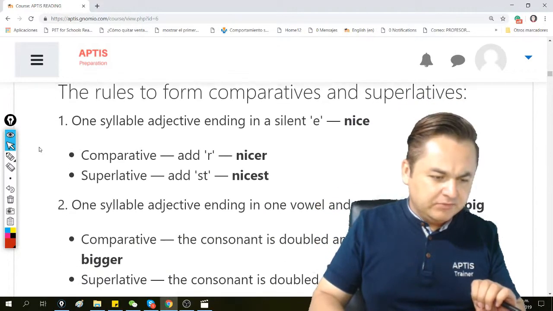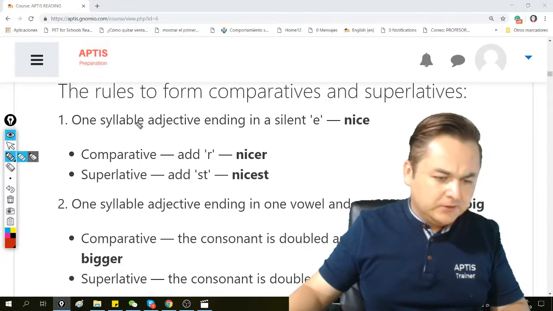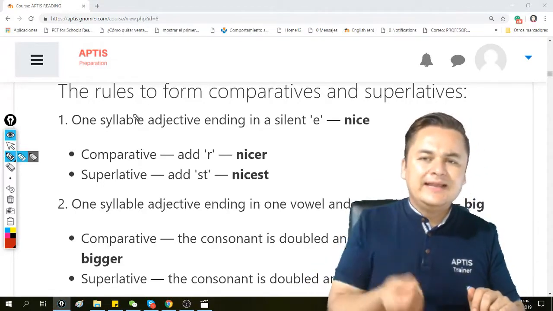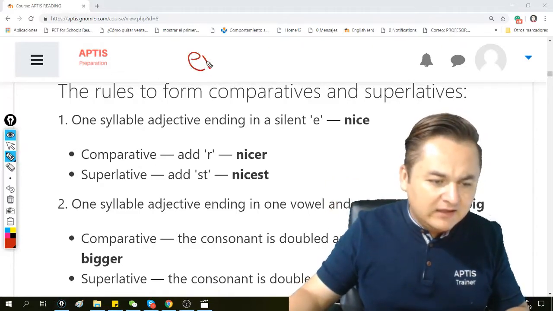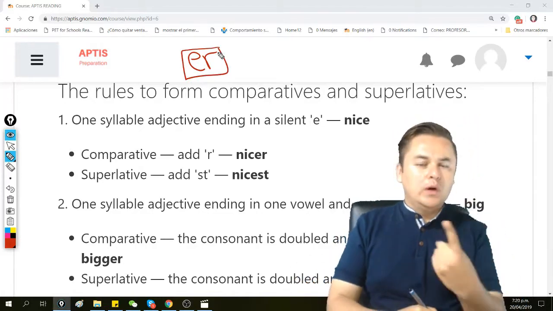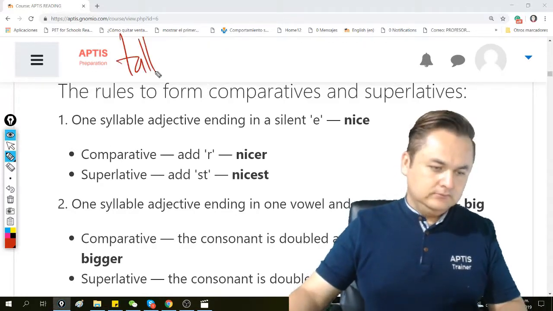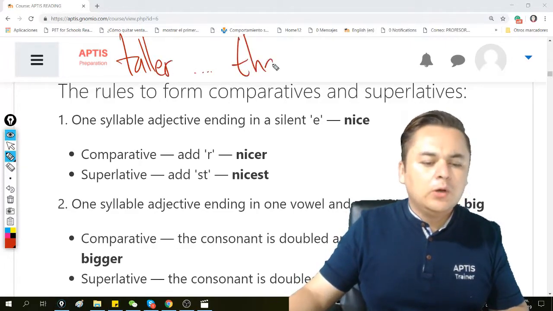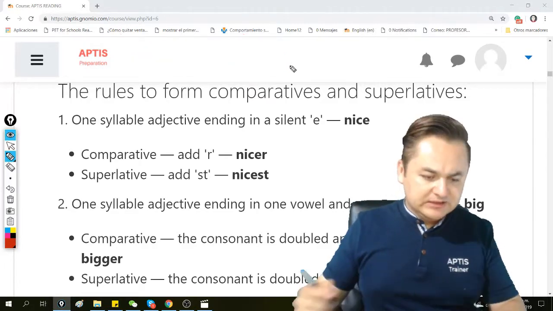The first thing to remember is the number of syllables a word can have. For example, the word nice has only one syllable because you say nice. To form the comparative, you add ER to the adjective if it only has one syllable. For instance, you say tall, and to make the comparative, you say taller, and then taller than. That's how you create the comparative expression.